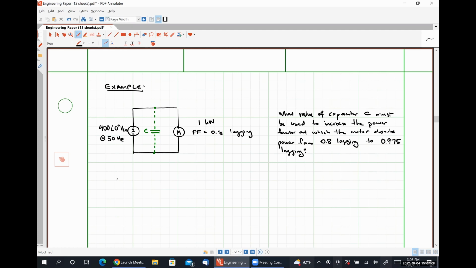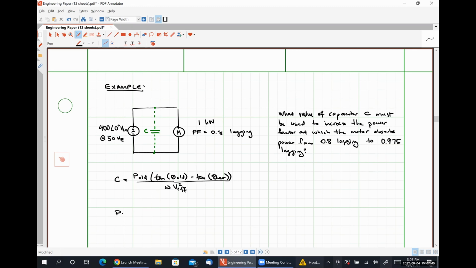Our equation is C is equal to P old times the tangent of theta old minus the tangent of theta new, all divided by omega times V effective squared. So we are going to break this down into digestible little bits, okay?